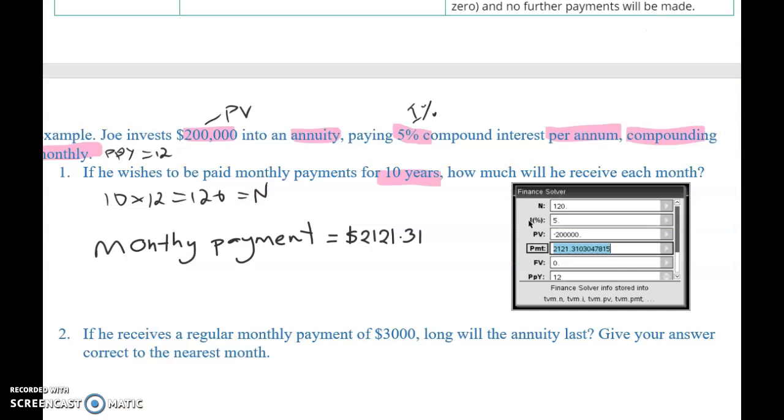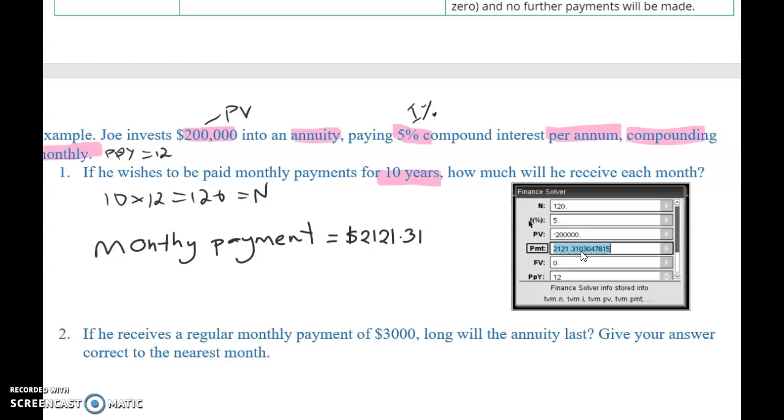$2,121 per month. Okay, so we just write our answer. Monthly payment equals $2,121.31 because you can see that it's a 0 there, so I can round down. All right. The next question is, if he receives a regular monthly payment of $3,000, how long will the annuity last? Give your answer correct to the nearest dollars.